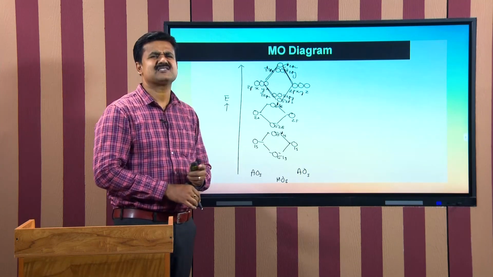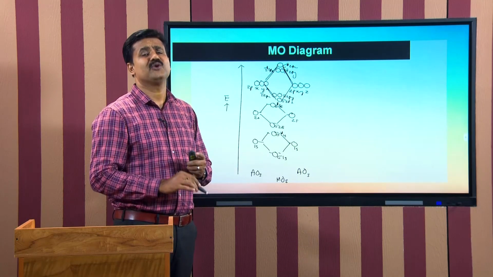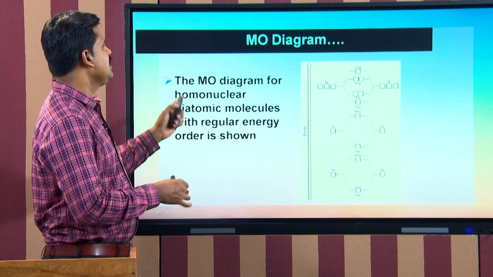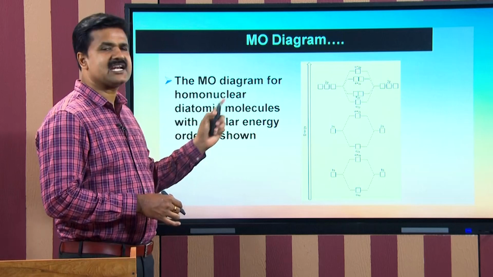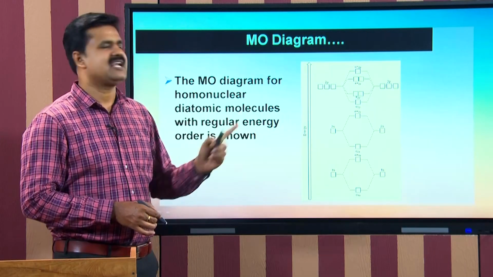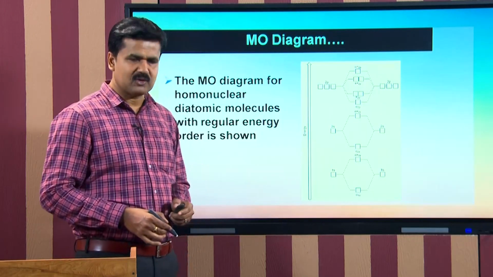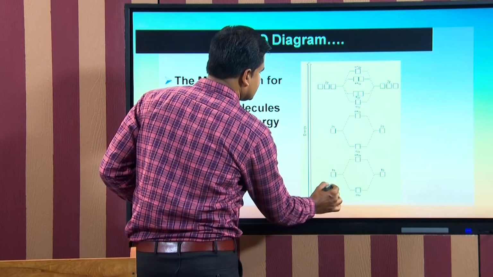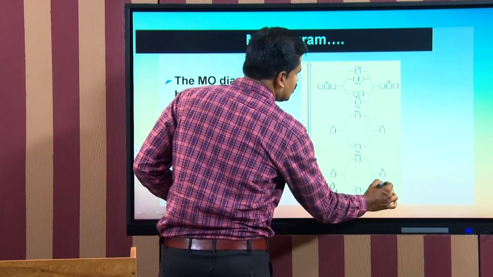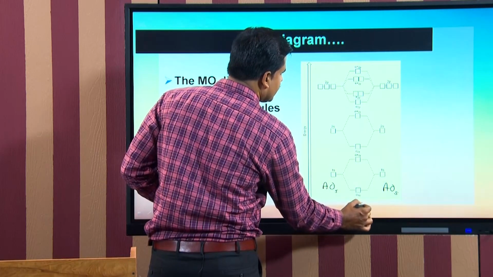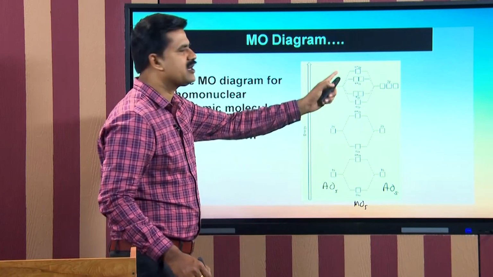This is the simplest form of the MO diagram of homonuclear diatomic molecules. We can use squares or circles for convenience, or a simple line is also sufficient. The molecular orbital diagram for homonuclear diatomic molecules with regular energy order is shown. This is 1s, 2s, 2p, they are atomic orbitals. These are atomic orbitals of the first atom. These are atomic orbitals of the second atom, and they combine together to produce the molecular orbitals of the molecule. They are shown in the middle.